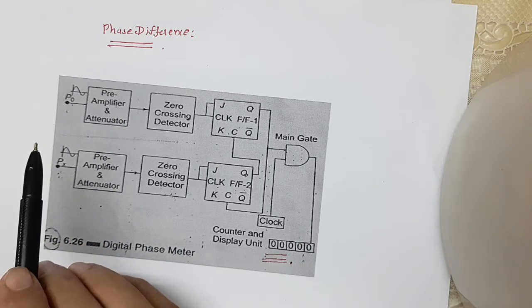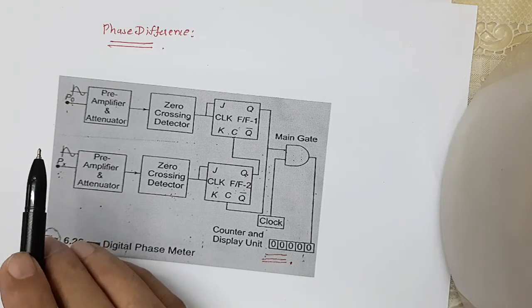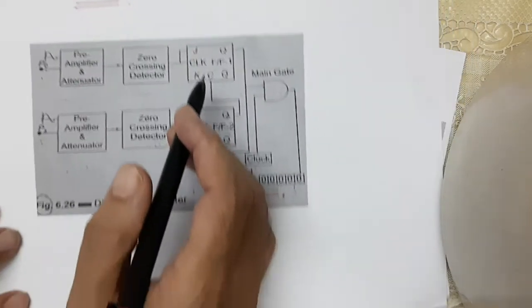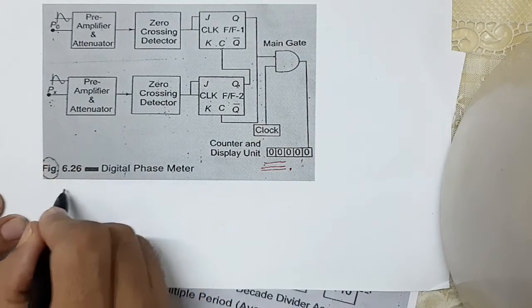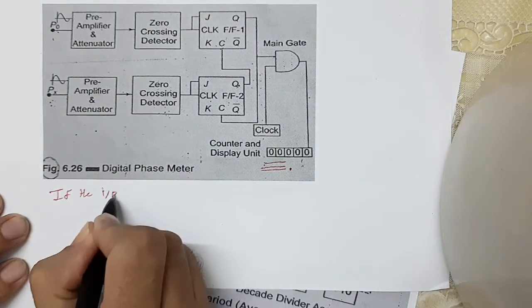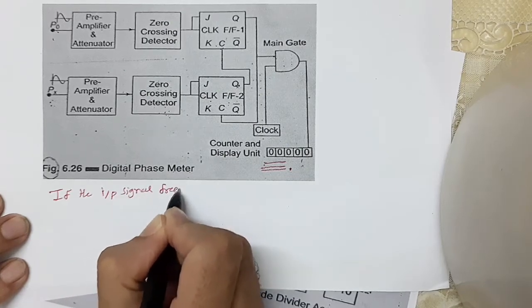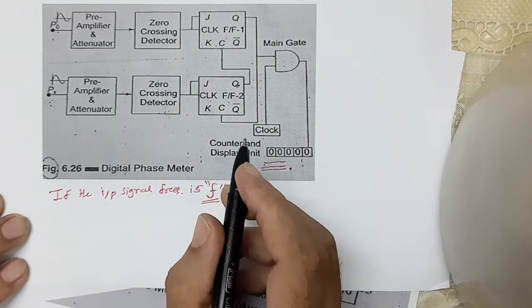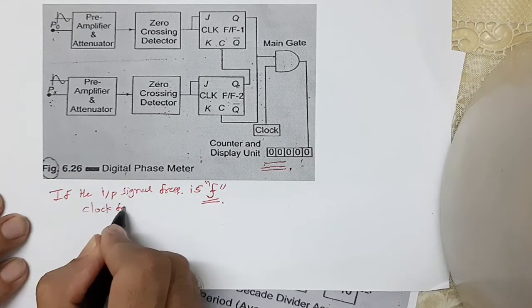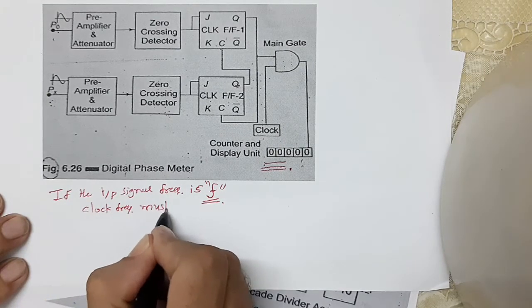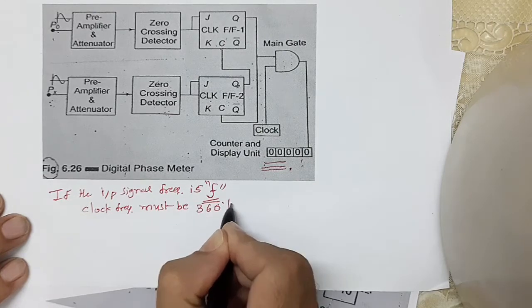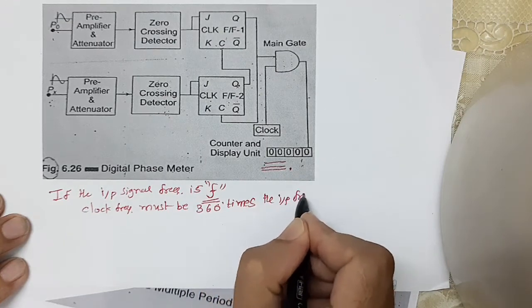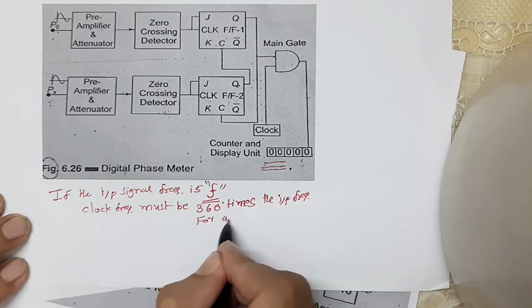If the input signal frequency is F, then the clock frequency must be 360 times the input frequency for accurate measurement.